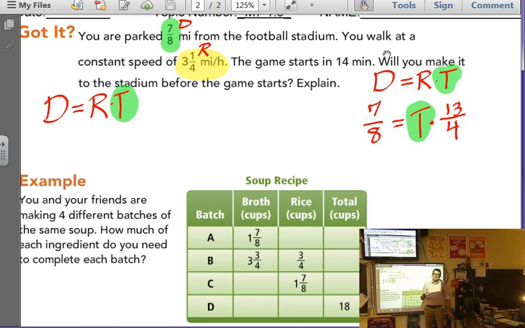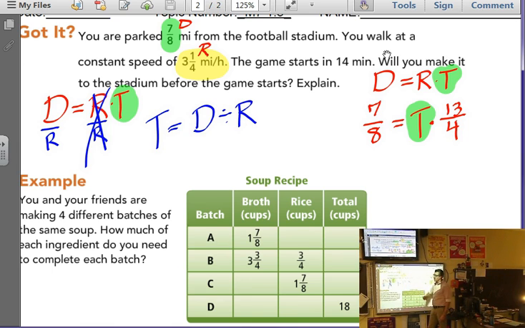Multiplication, right? How do we break apart multiplication? Division. So before I ever start the problem, I could say, if I want to solve for time, get rid of rate. These will cancel each other, and I could make a new formula that tells me time is distance divided by rate.